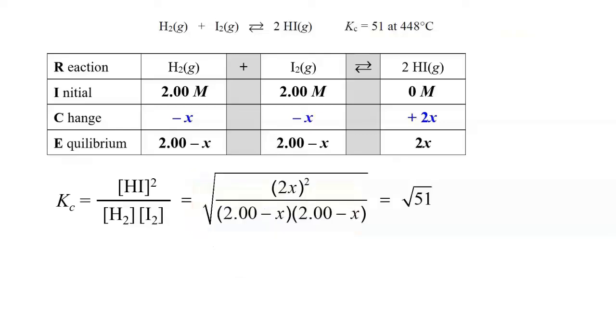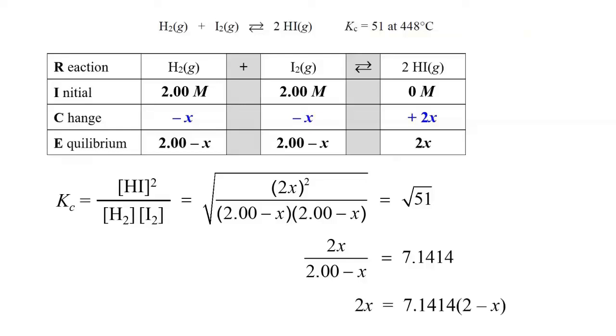All right, here we go. The square root of this expression is equal to the square root of 51. So now that becomes on the top 2x, on the bottom 2 minus x, and that is equal to the square root of 51, which is 7.1414. I'm not going to round off the square root of 51 too much, so I've got a few extra decimal places since I want to make sure that I don't round off too early in the process of solving this equation. My next step is to multiply both sides of this equation by the quantity 2 minus x.